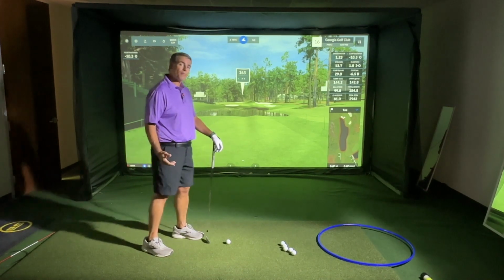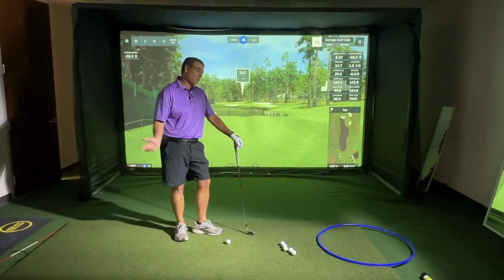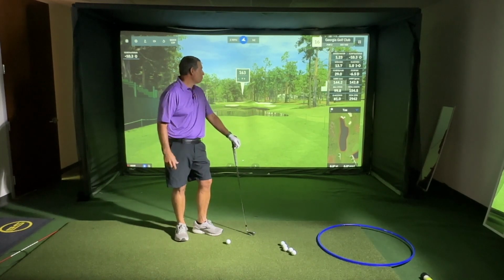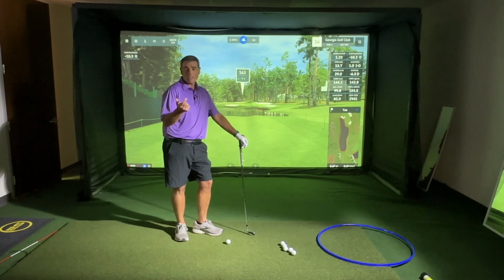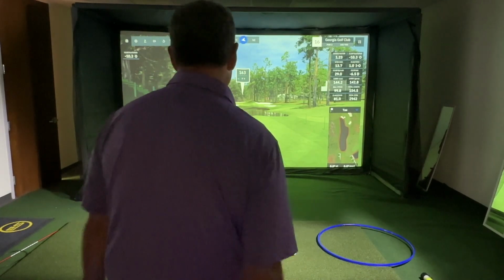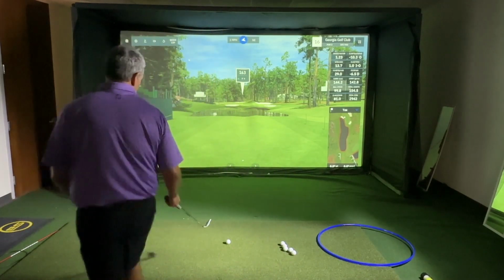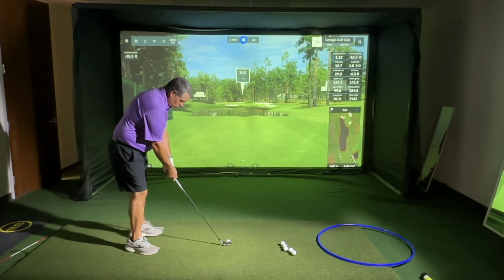All right? And what we're looking for probably is, if you're someone who's just pushing and hooking all day, you'd probably love to have your path actually still be a teeny bit in to out and your face be a teeny bit closed. So let's see if I can hit just a decent shot here. I'm actually going to just try to hit this thing straight.